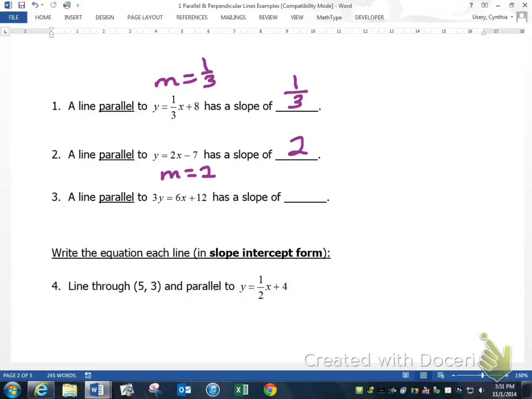On number 3, a line parallel to 3y equals 6x plus 12 has a slope of, well, at this point I don't know what the slope of 3y equals 6x plus 12 is because it's not solved for y. So the first thing I have to do is get it into y equals mx plus b. So I'm going to divide by 3, and I get y equals 2x plus 4. Now I know that the slope is 2, so a line parallel to that would also have a slope of 2. Okay, let's go on and let's write an equation of a line parallel to another line.